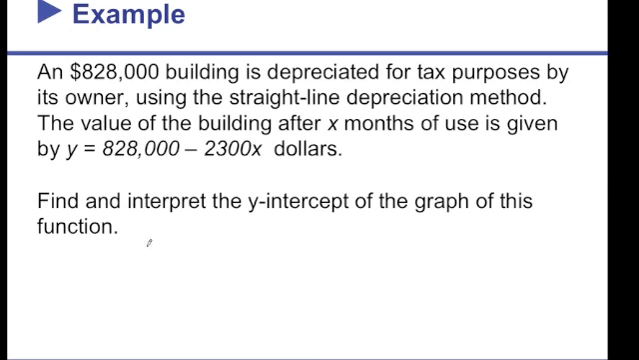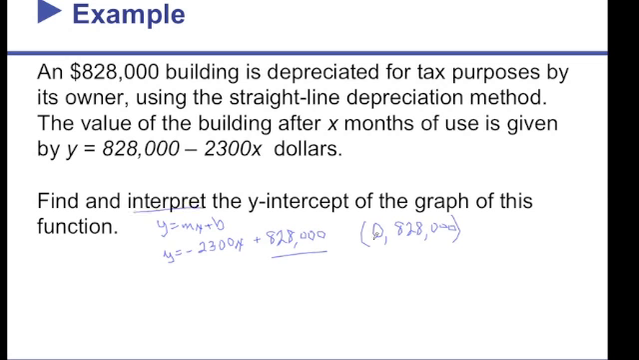Well, we want it in the form y equals mx plus b, which means we really just need to change this around. y equals negative 2,300x plus 828,000. So this is our b. (0, 828,000) would be our y-intercept.